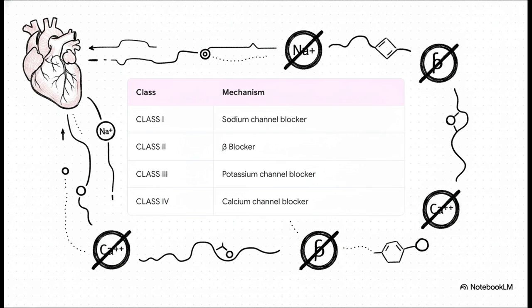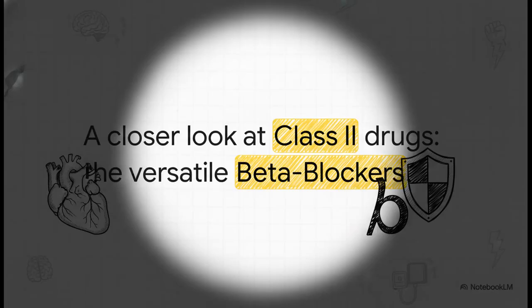They block different channels, which are kind of like tiny gates that let charged particles in and out. By controlling these gates for things like sodium or calcium, they can get the heart's rhythm back on track. We're just going to focus on one of these for now. Class 2, the beta blockers. And you'll see why in a second, because they're going to pop up again pretty soon.